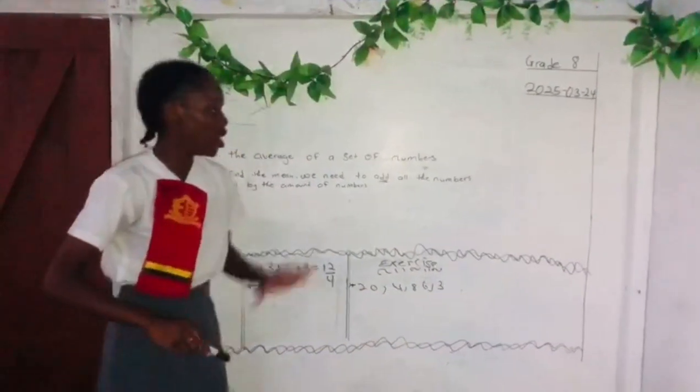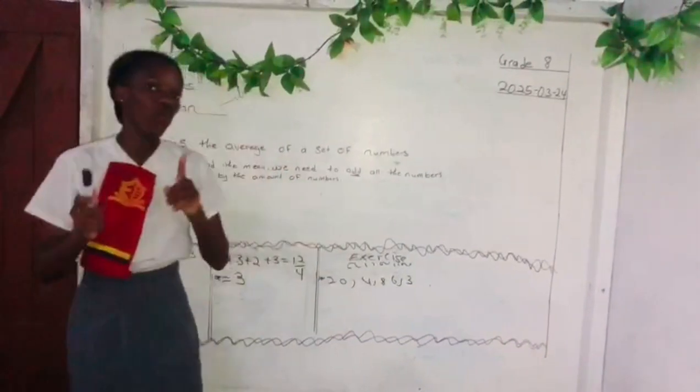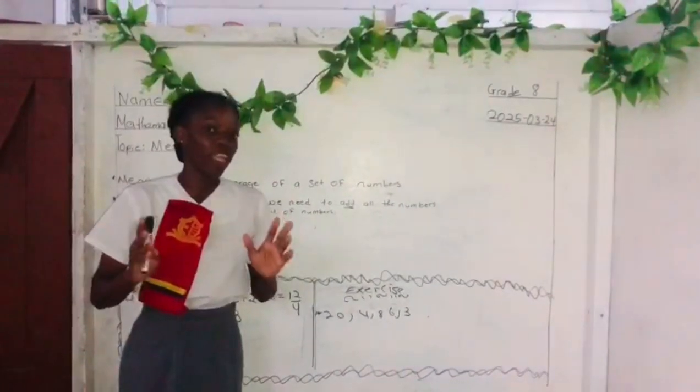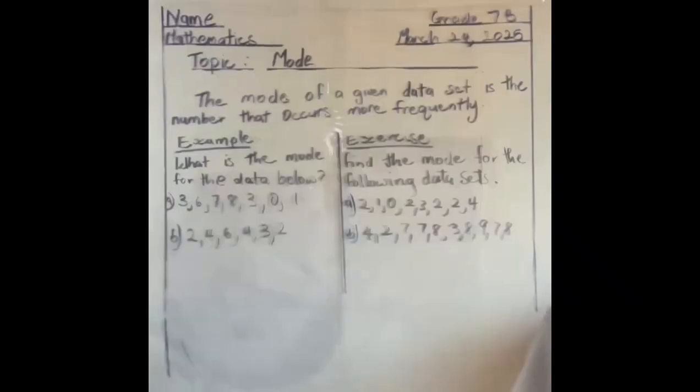in your little groups. So just a quick recap. We know that the mean of a set of numbers can be found by adding the numbers and dividing them by the total amount of numbers.